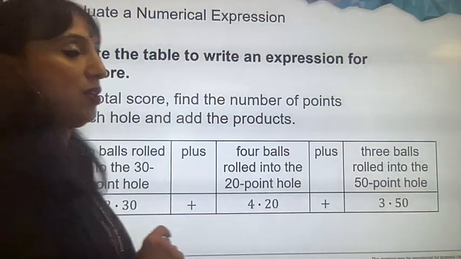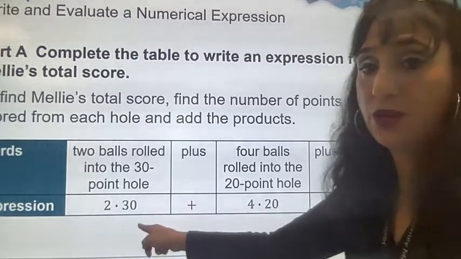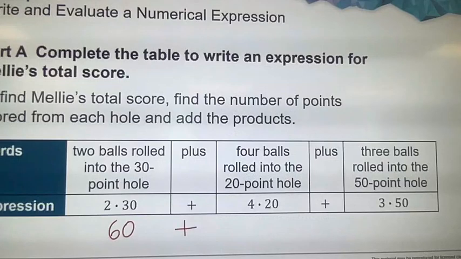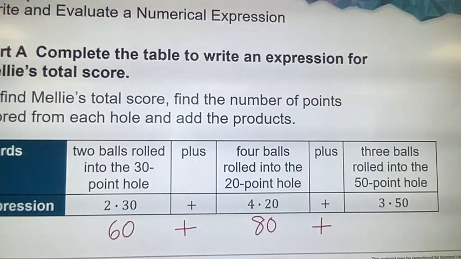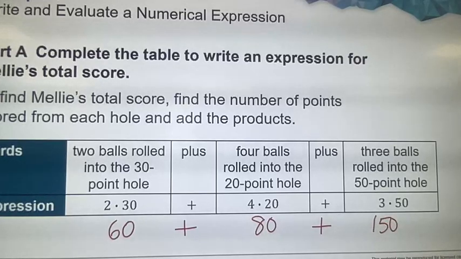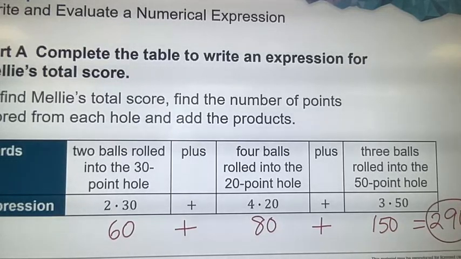And then all I need to do is evaluate it. And what is 2 times 30? 2 times 30 gives me 60. Plus, what is 4 times 20? That gives me 80. Plus, what is 3 times 50? I get 150. And when I add them all together, I am going to get 290 as my answer. So Melly scored 290 points.